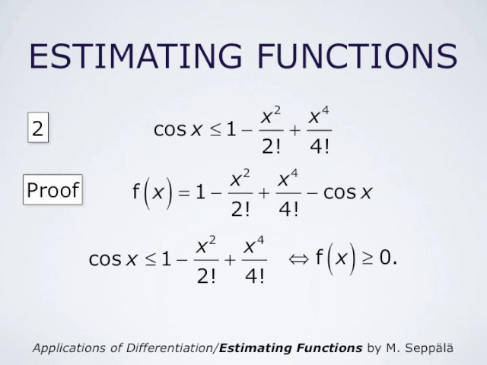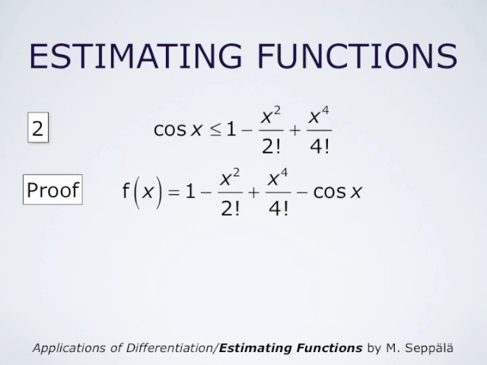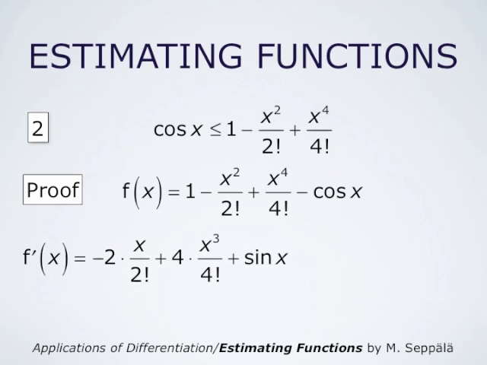So we prove that f of x is greater than or equal to 0. F of x was 1 minus x squared over 2 factorial plus x to the fourth over 4 factorial minus cosine of x. Its derivative is minus 2 times x over 2 factorial plus 4 times x cubed over 4 factorial plus sine of x. This simplifies to minus x plus x cubed over 3 factorial plus sine of x. Namely, 4 divided by 4 factorial is just 1 divided by 3 factorial.